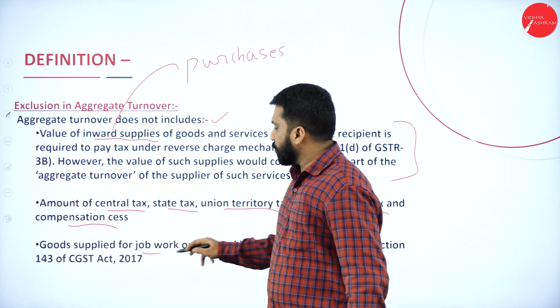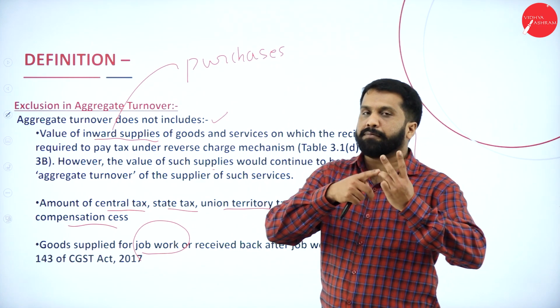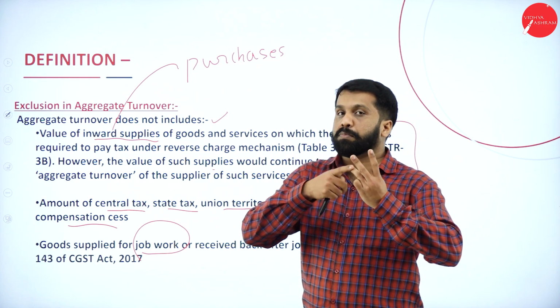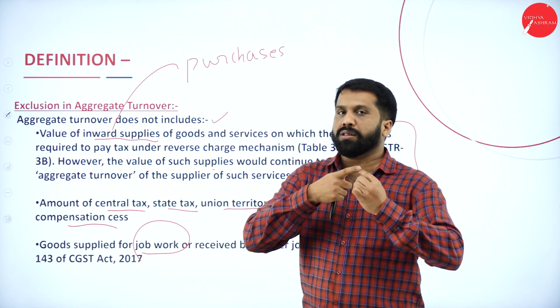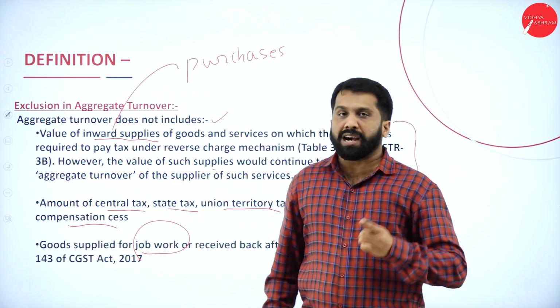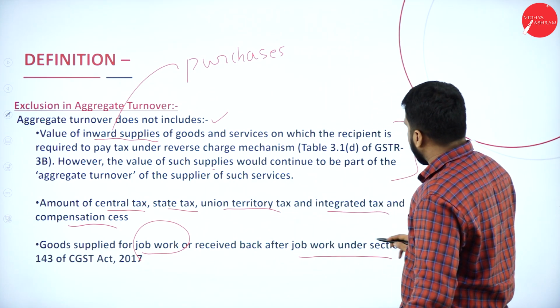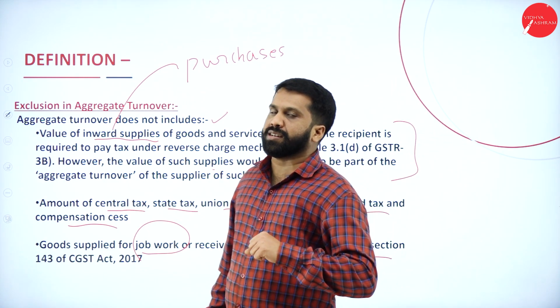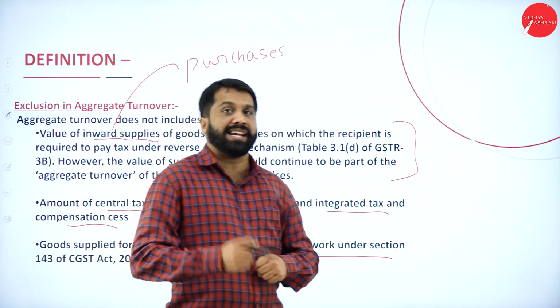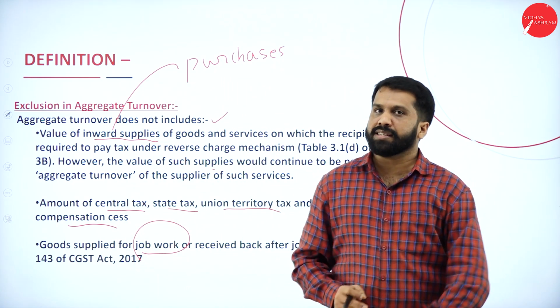Goods supplied for job work. As I told you, three things you have to remember. All the inward taxes, all the inward purchases, all your taxes GST related, and all your job work other than principal to principal. Job work received back after job work under section. These things do not come under your aggregate turnover. These things are excluded from your aggregate turnover. Hope you are clear? Yes, exactly.